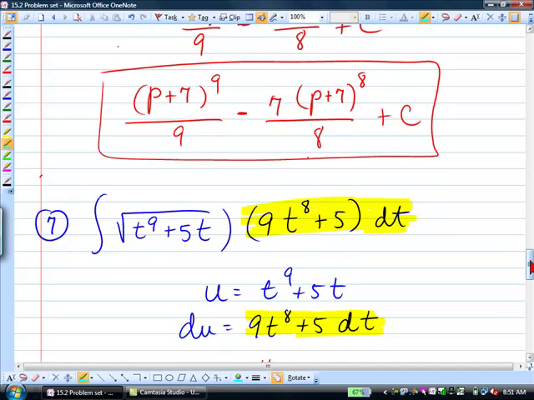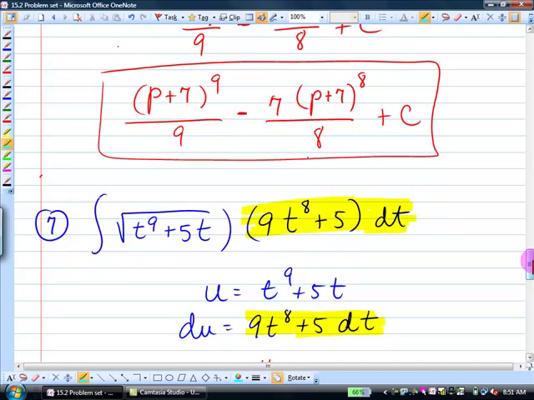Did you pick what was in the radical to be u? Because that's the choice. This piece is not raised to a power or anything. This piece is in a radical. We don't know how to take the integral of that. So if we let u be that, how nicely that works out that we have 9t to the 8th plus 5 dt. That matches that.